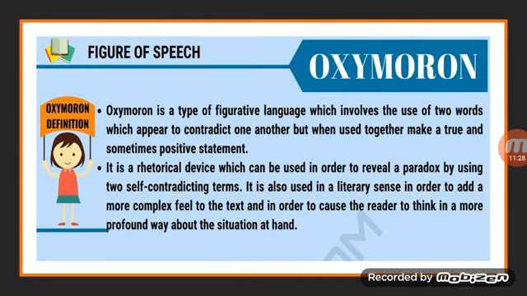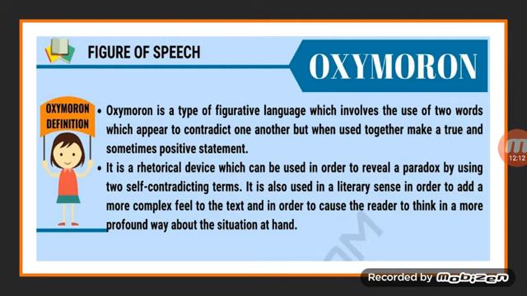Now the next figure of speech is oxymoron. So let's read about oxymoron. Oxymoron is a type of figurative language which involves the use of two words which appear to contradict one another but when used together make a true and sometimes positive statement. It is a rhetorical device which can be used in order to reveal a paradox by using two self-contradicting terms. It is also used in a literary sense in order to add a more complex feel to the text and in order to cause the reader to think in a more profound way about the situation at hand.